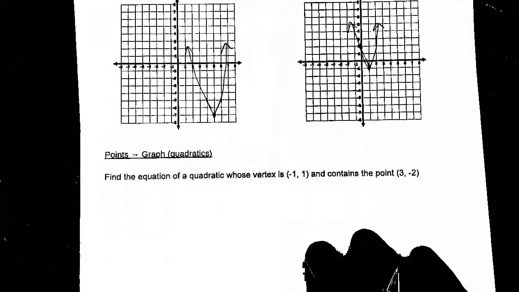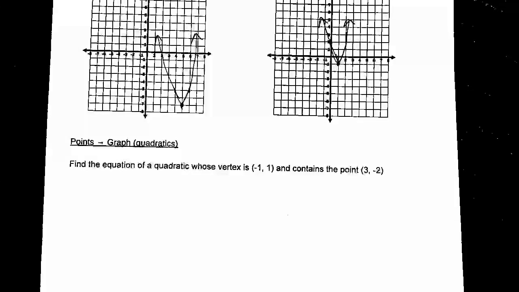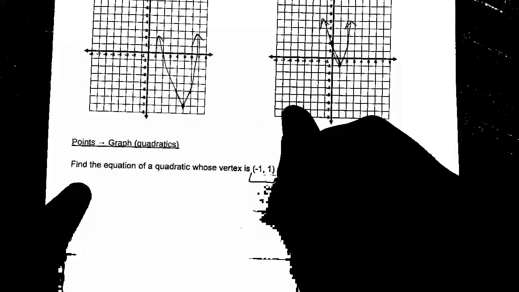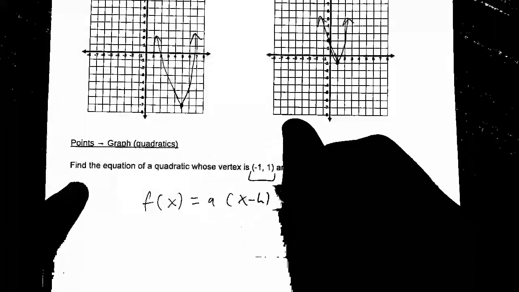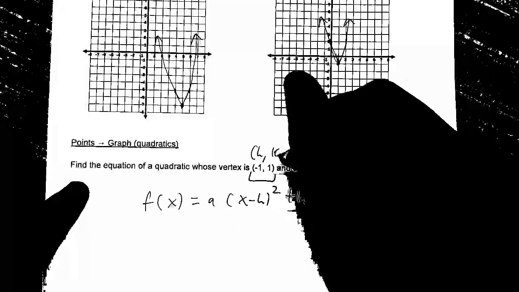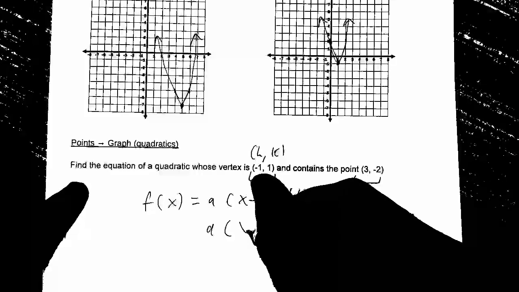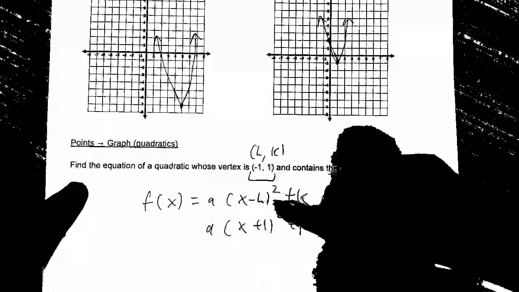Points to graph. Find the equation of a quadratic whose vertex is negative 1, 1, and contains the point 3, negative 2. If we're given the vertex and a point, we want to use that vertex form, f of x equals a times (x minus h) squared plus k, because we know what h and k are. H and k are negative 1 and 1. So we know that this is going to be x plus 1 squared plus 1.